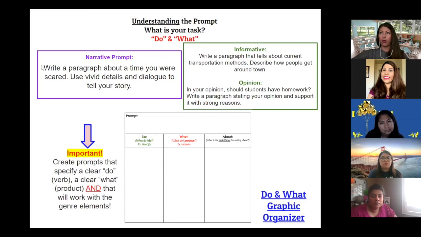So if we're writing a paragraph about a time we were scared, we are going to dissect this prompt right here. We're going to dissect that and put it into 3 parts. The first part is, what is it that the prompt is telling us to do? What is the prompt telling us to produce? And then what is the prompt telling us to actually write about? In other words, what's the topic or what's the focus?